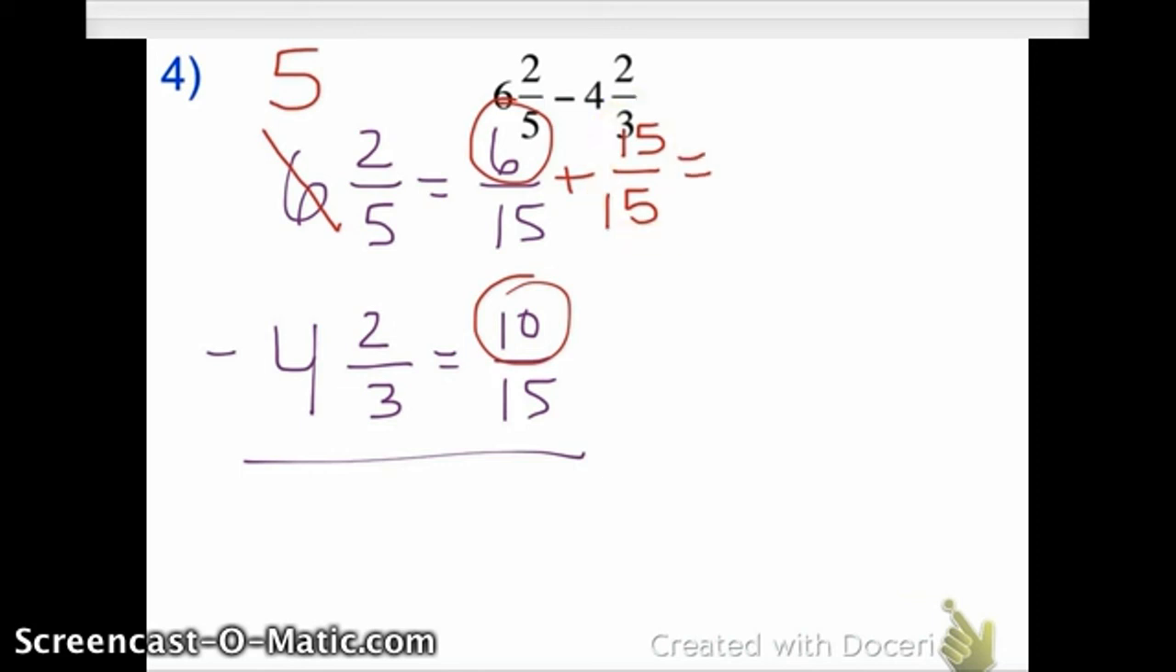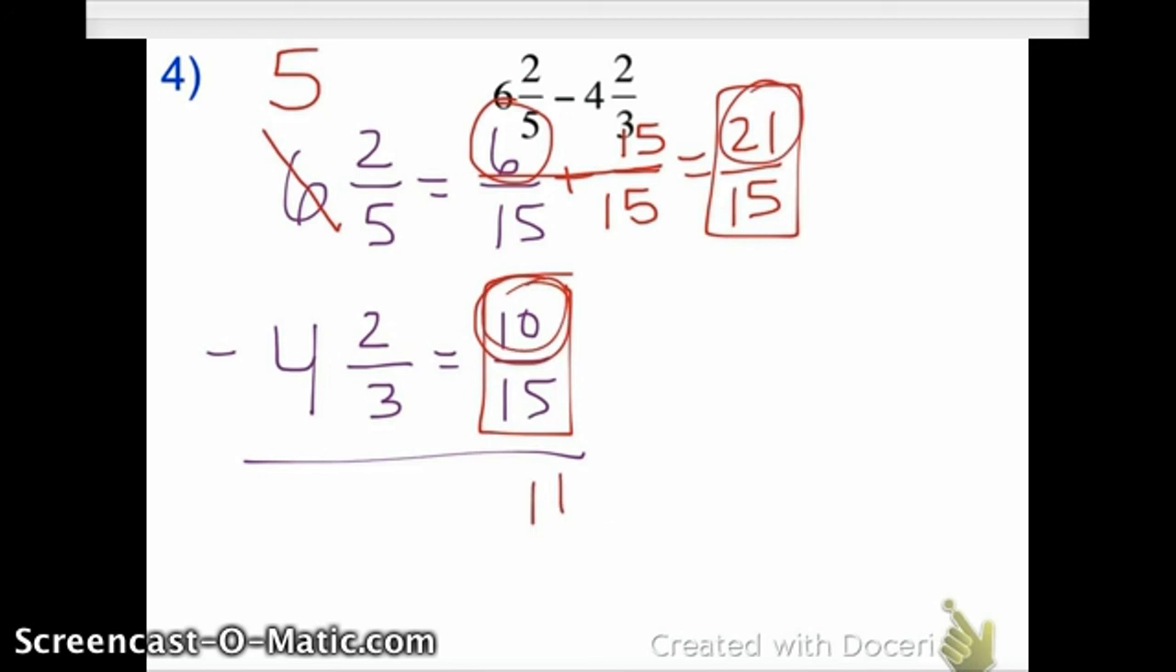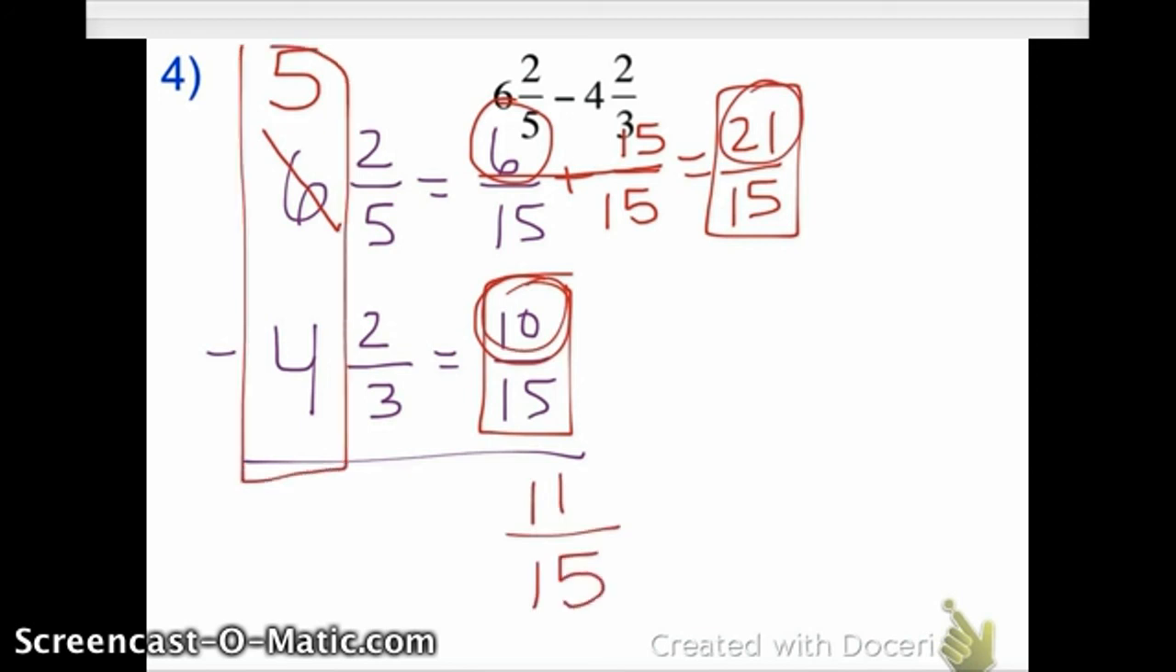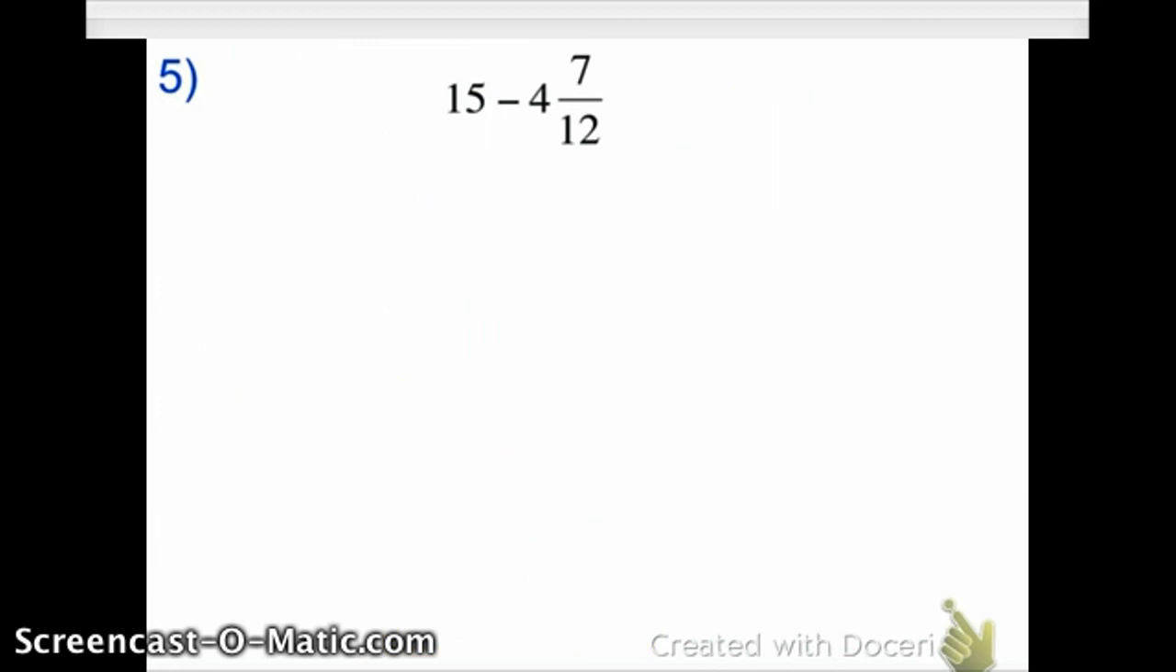So if you add that on, 6 plus 15 equals 21 fifteenths. So now you are taking this 21 fifteenths, and now you can subtract 10 fifteenths. So 21 minus 10 equals 11. And then now subtract the whole numbers. 5 minus 4 is 1. Another common mistake I always see kids make, they forget to cross this out and take 1 away, and then their whole number's wrong. So here's my final answer, 1 and 11 fifteenths.